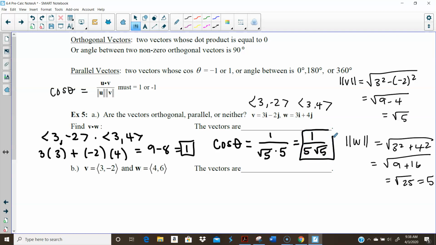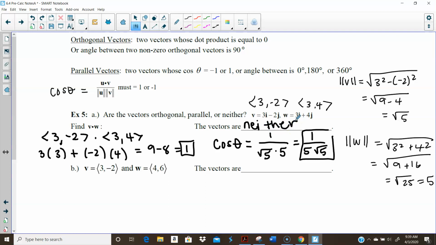The magnitudes I did over here on the right-hand side, just as a review really quickly. How do you find the magnitude in component form? It's basically just Pythagorean. So magnitude is distance, so we're finding the distance of that vector. The square root of 3 squared plus -2 squared, which equals the square root of 9 plus 4, which is square root of 13. And then I also did the magnitude of w. So these two vectors are neither parallel or orthogonal. So you would write neither.